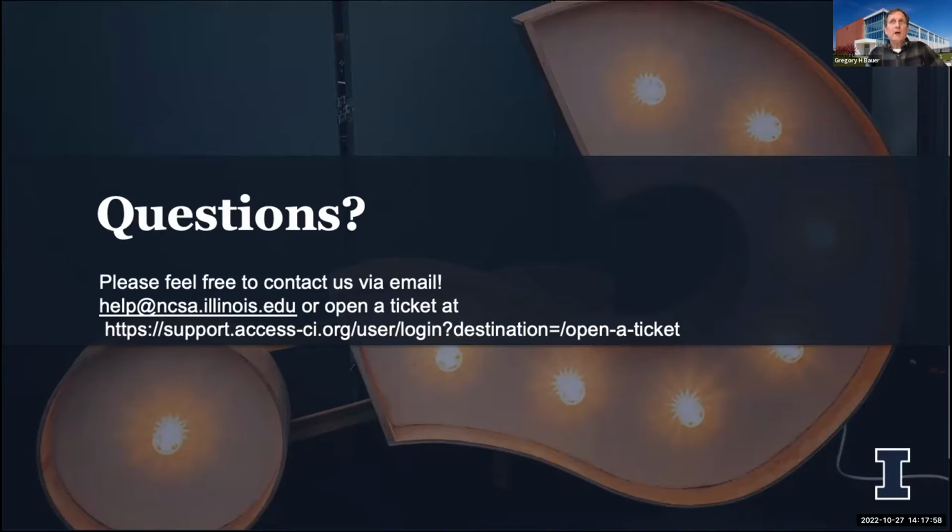HAL logins are based on your net ID if you're part of the University of Illinois. Accessing Delta is based on a separate identity, an NCSA identity.